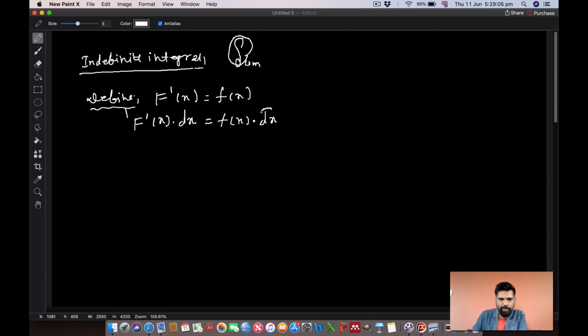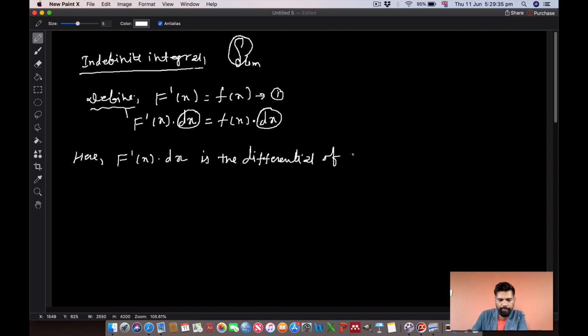What we did here is multiply dx on both sides of the first equation. Here f prime x dot dx is the differential of f. So finally we can write df, that means f prime x dx, is the differential of f. df is equal to a function of x dot dx. For an example, we can see here.